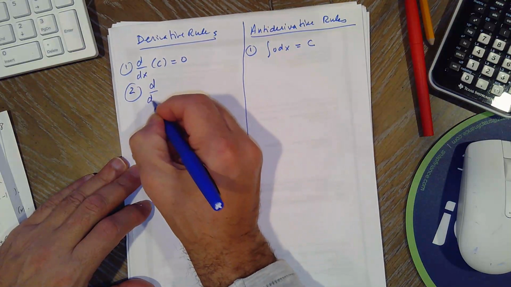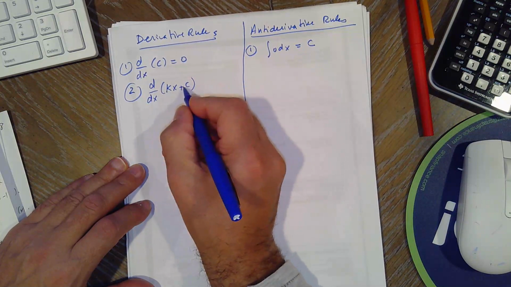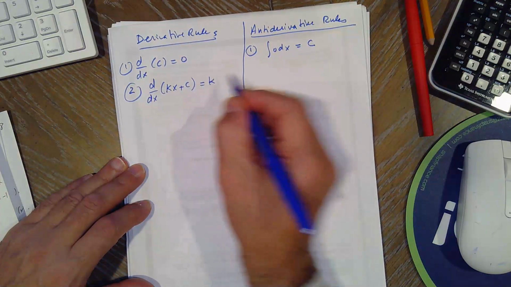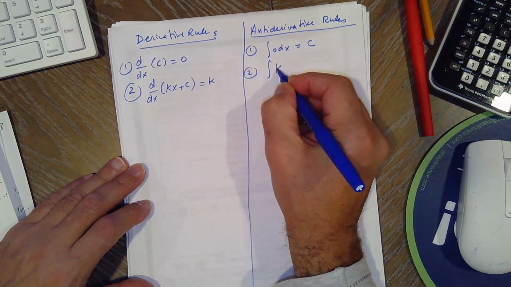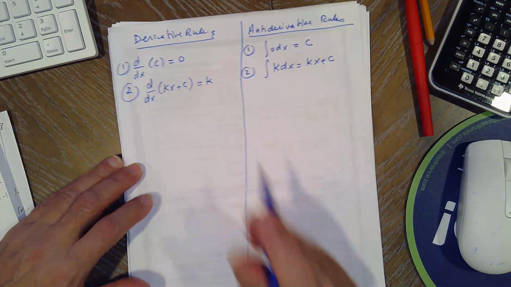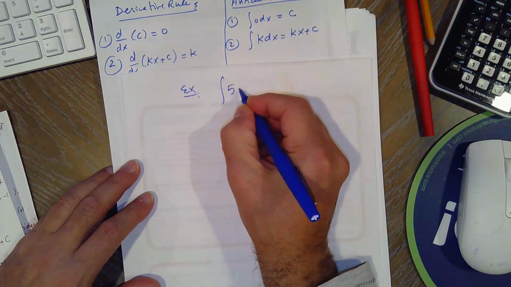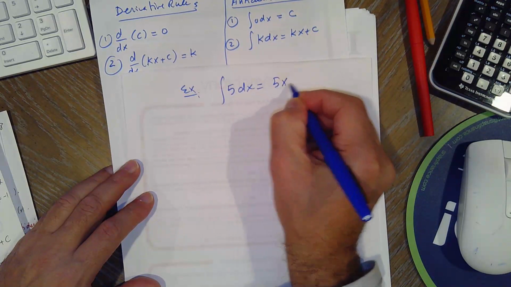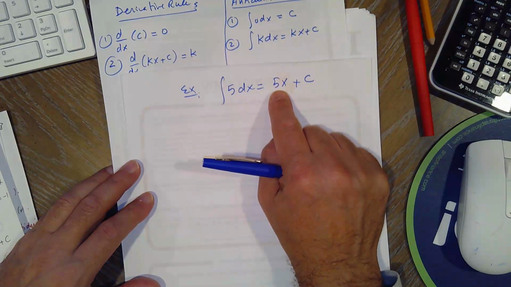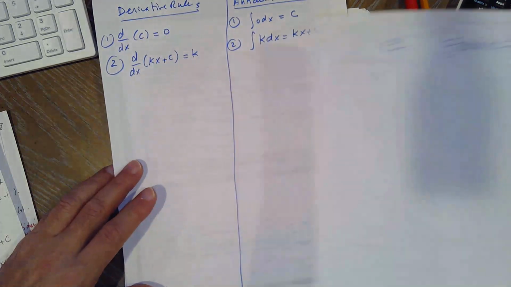We know that the derivative of kx plus c, where k is a constant and c is a constant, is just k, so the antiderivative of k dx is kx plus c. So, for example, and we'll see why in a minute, the integral of 5 dx is 5x plus c, because the derivative of 5x is 5 plus the derivative of c is 0, so we get that.